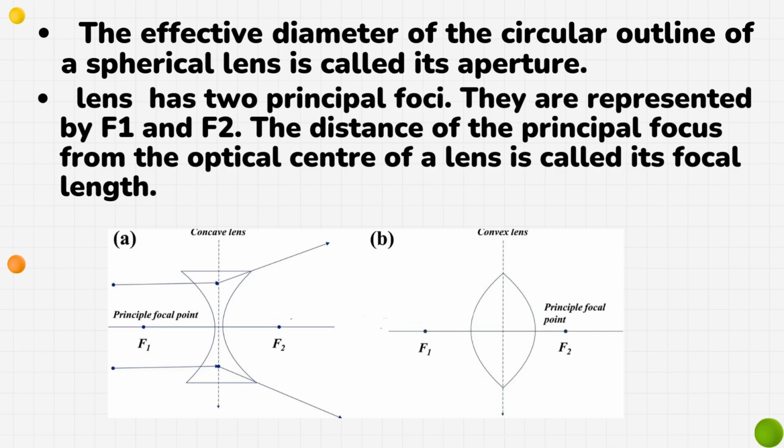The diameter of the circular outline of a spherical lens is called the aperture of that lens. The lens has two principal foci, represented by F1 and F2 in this figure. The distance of the principal focus from the optical center of a lens is called its focal length.